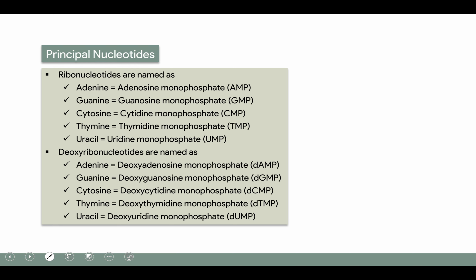Now coming to the various nucleotides and their nomenclature. Whenever there is a purine molecule, you will notice that it ends with the suffix "sine", whereas for pyrimidine it ends with the suffix "dine". So when there is adenine, it is called adenosine monophosphate. Similarly, for guanine, it is called guanosine monophosphate. For cytosine, it is cytidine monophosphate. Similarly, for thymine and uracil. When it comes to deoxyribonucleotides, it is named deoxyadenosine monophosphate, and for guanine, it is called deoxyguanosine monophosphate. Similarly, for all other nitrogenous bases.